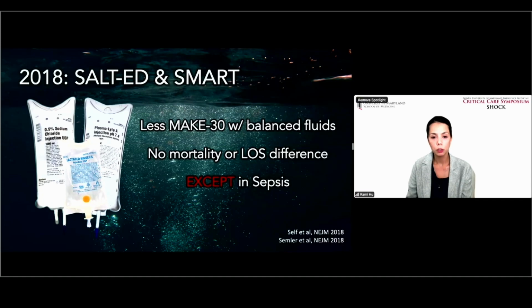I believe Dr. Winters addressed this a little bit already in his talk about balanced fluids. Those of us who are fans of balanced fluid are still fans of balanced fluid. Without going into the history too much more, 2018 came around and the SALT-ED trial and SMART came out and said we're seeing less kidney injury if you use balanced fluids. And when they actually pulled out sepsis patients in the SMART trial, they started to see some possible outcomes difference in terms of mortality.